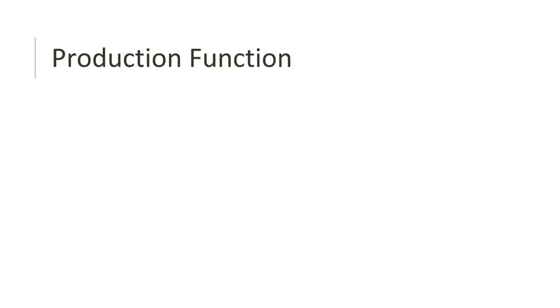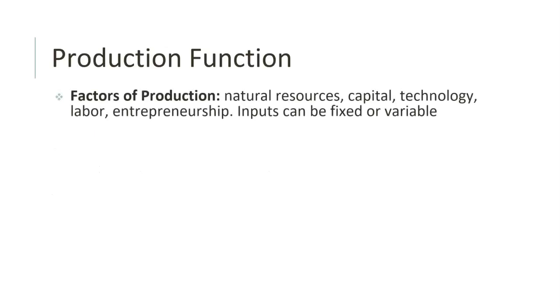So, first, let's talk a little bit about the production function. This is really looking at how the factors of production work together to create an output or a quantity. So, this could be natural resources, capital, technology, labor, entrepreneurship, anything that's part of that input process in production. And we can have fixed inputs, which means we can't change the amount we have, or variable inputs, which means you can increase or decrease with the quantity produced.